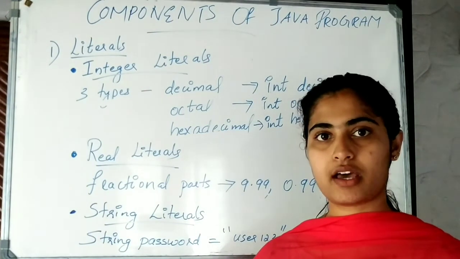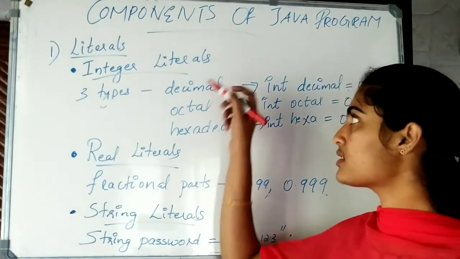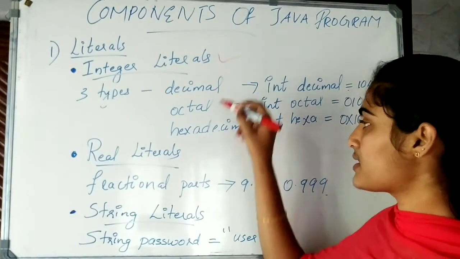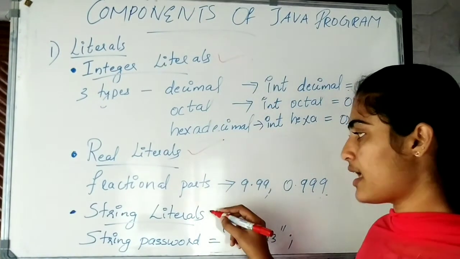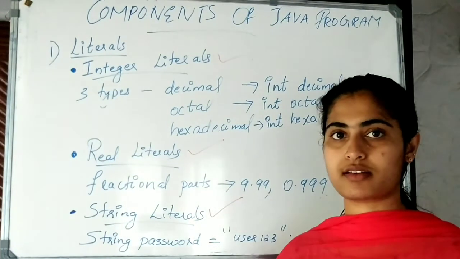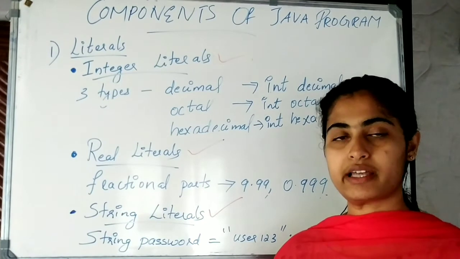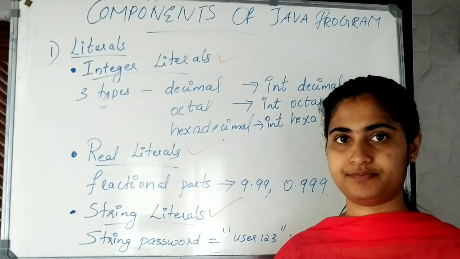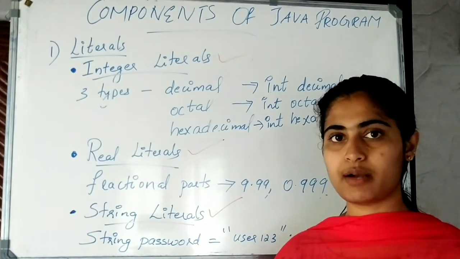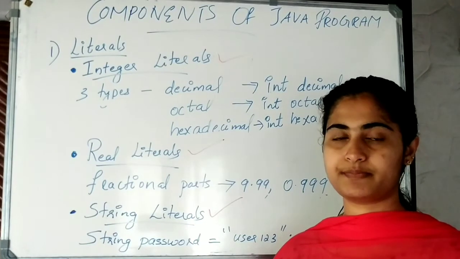Literals are of three types. First one is integer literals. Second one is real literals. And third one is string literals. Literals are of three types: integer, real and string. First, let us study about integer literals.